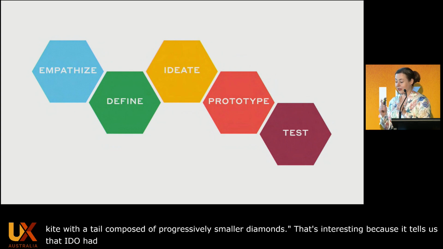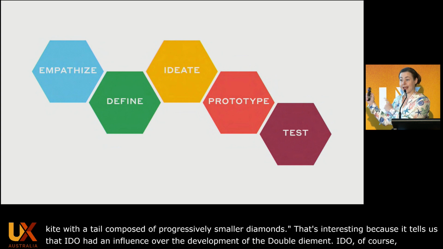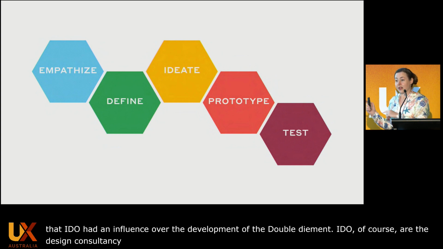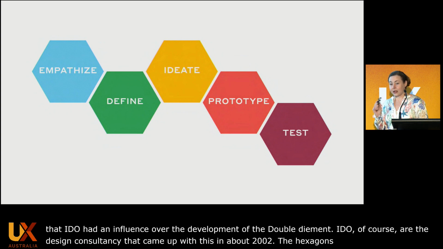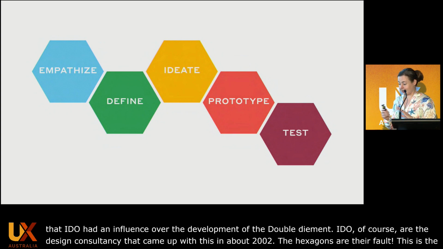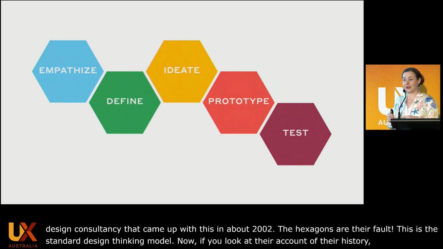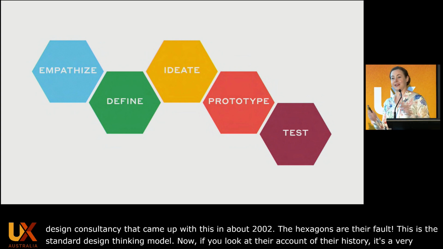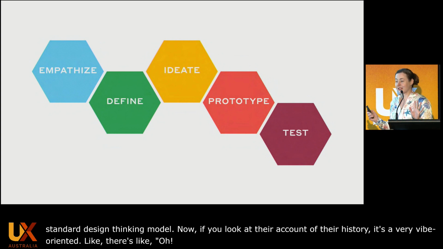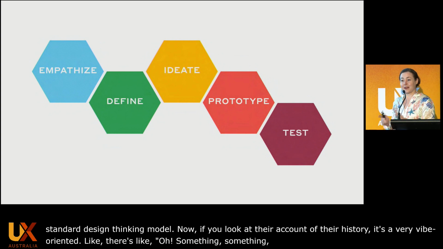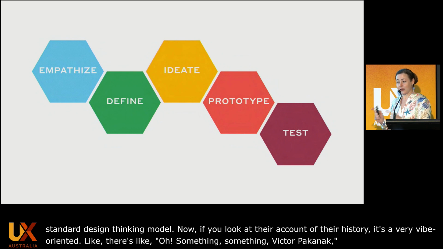That's interesting because it tells us that IDEO had an influence over the development of the double diamond. IDEO, of course, are the design consultancy that came up with this in about 2001. The hexagons are their fault. This is the standard design thinking model. Now, if you look at their account of their history, it's very vibe-oriented. Like, there's, oh, something, Victor Papanek, and then it doesn't say anything else. So there's not much there. All right, that's the immediate history.